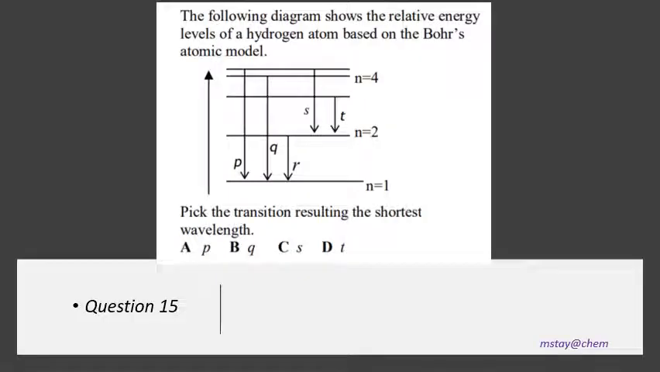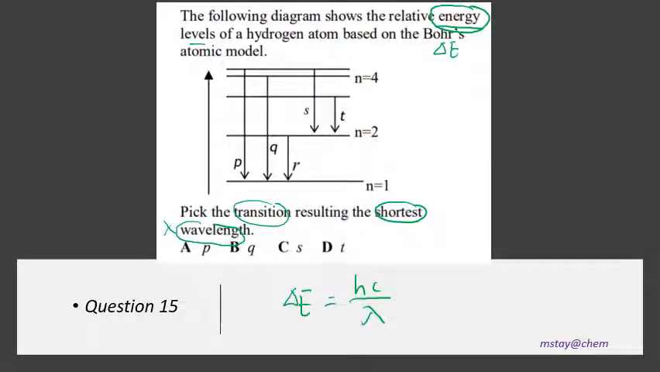Question 15. The following diagram is the relative energy level for the hydrogen atom, based on Bohr's atomic theory. Pick the transition with the shortest wavelength. As mentioned here, this diagram is related to the energy, and then they want us to look for the wavelength. So from here, we choose the formula delta E equals hc over lambda.